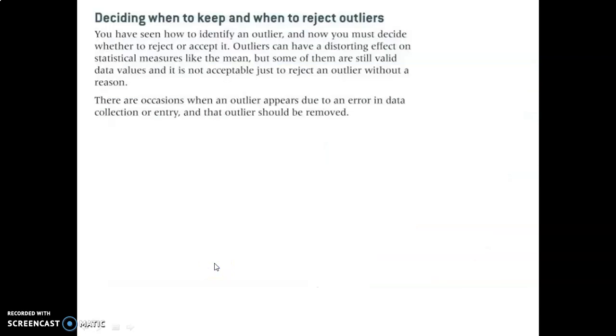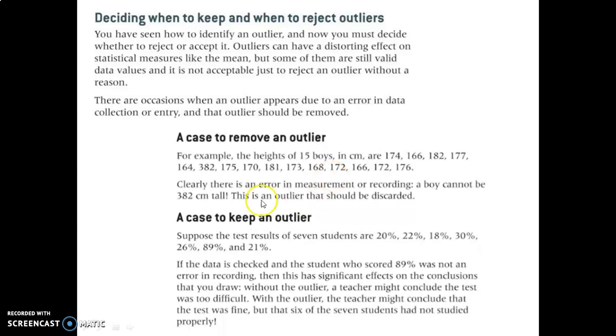Great. One last thing. How do we know when to keep or reject outliers? Here's a case for removing an outlier, and here's one for keeping one. For example, we have these heights of boys. You can see 382 is in there. Whoa, that's clearly not measured correctly. There's no way somebody's that tall. Remove that outlier. Here, we have test scores. Bunch of students struggled, one did really well. Don't remove that outlier. It's important in this data set.